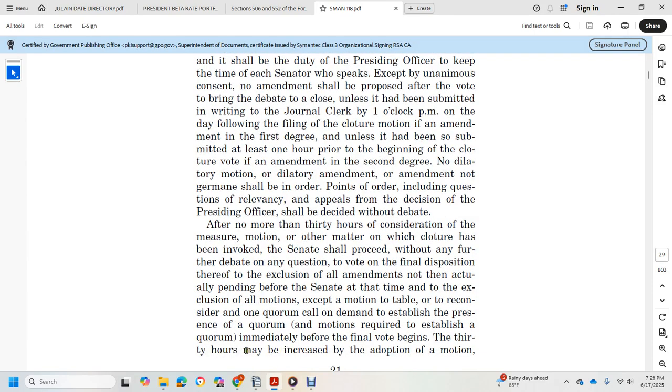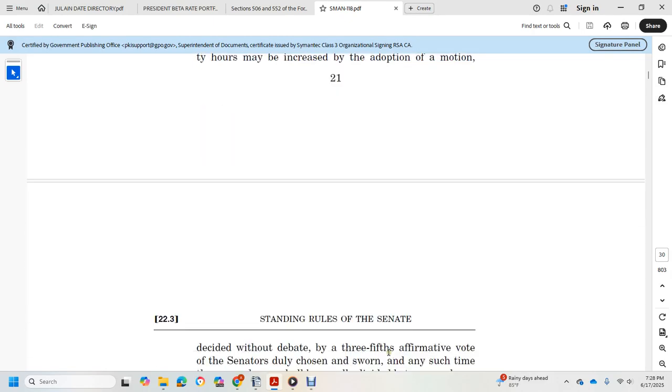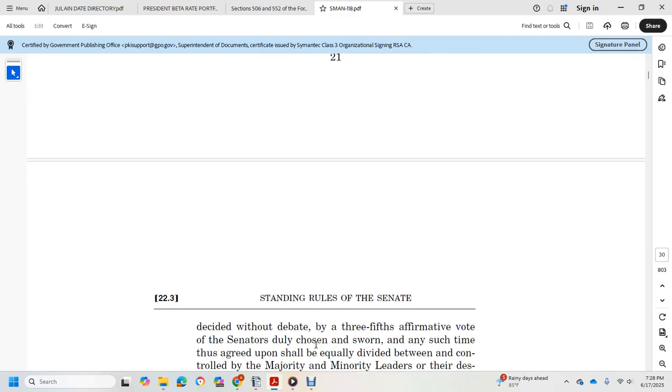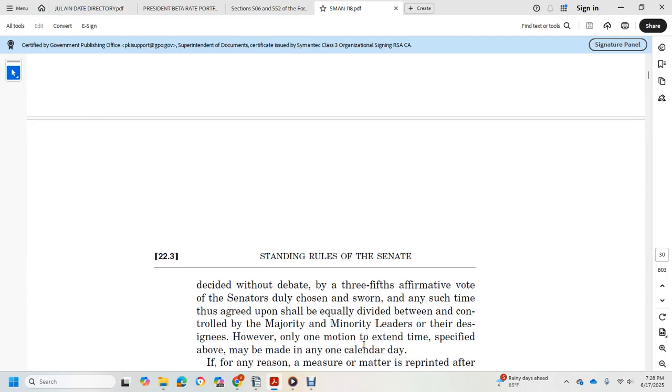The 30 hours may be increased by the adoption of a motion, decided without debate, by 3/5 of the affirmative vote of the senators duly chosen and sworn. Any such time thus agreed upon should be equally divided between and controlled by the majority and minority leaders and their designees. However, only one motion to extend the time specified above may be made in any one calendar year.